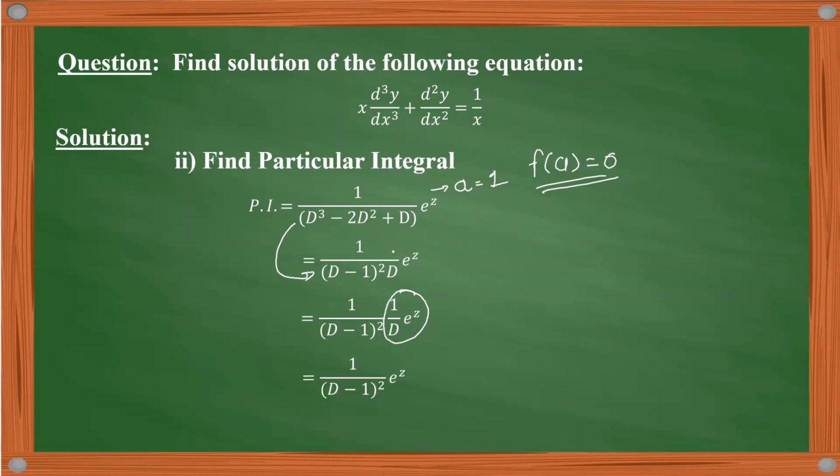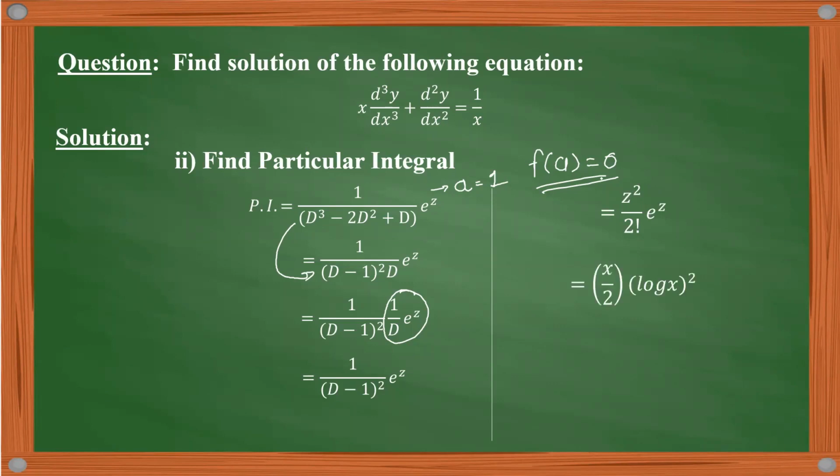So if we just integrate this, again it will remain the same, that is e to the power z. Now what we need to do? If we replace this D by a, again it will be equal to 0. So in this case, we will use this simple rule that we learned yesterday, that is z to the power r divided by r factorial into e to the power z.